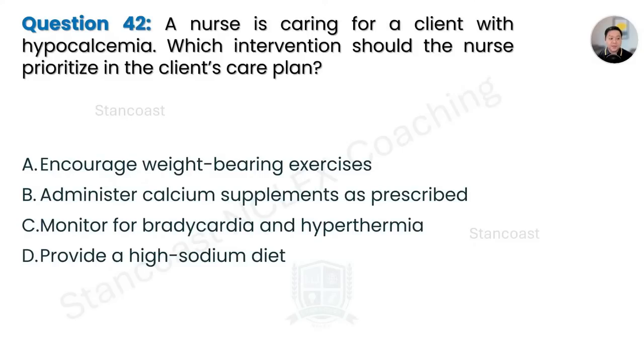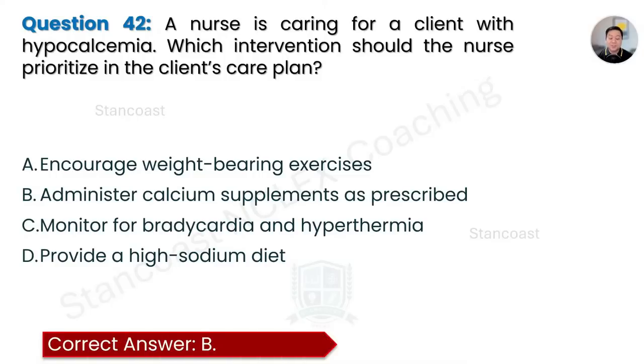Number 42. A nurse is caring for a client with hypocalcemia. Which intervention should the nurse prioritize in the client's care plan? A. Encourage weight-bearing exercises. B. Administer calcium supplements as prescribed. C. Monitor for bradycardia and hyperthermia. And D. Provide a high-sodium diet. The answer is letter B.